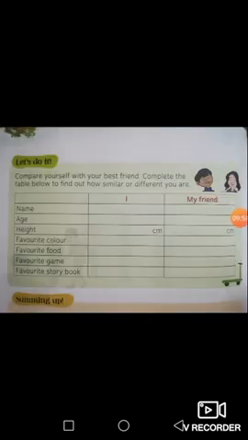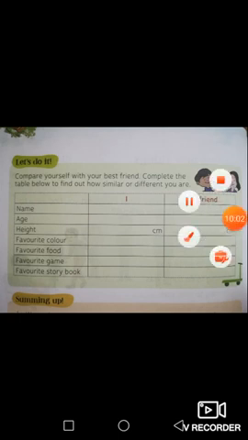Now, children, this part we can just skip because we can do this at class. It's easier to do this at class. So we'll just skip this part. On to the next part.